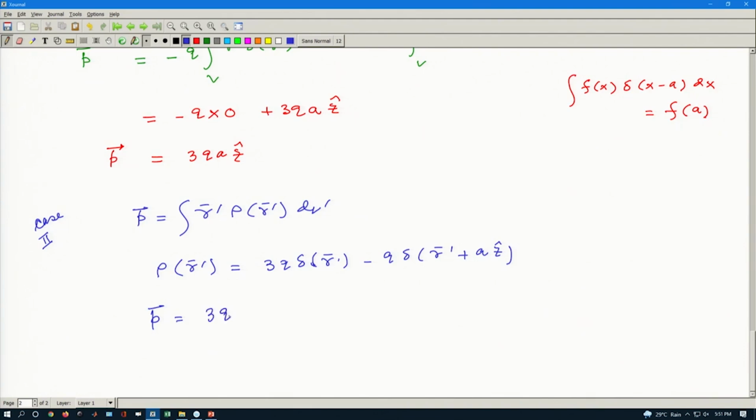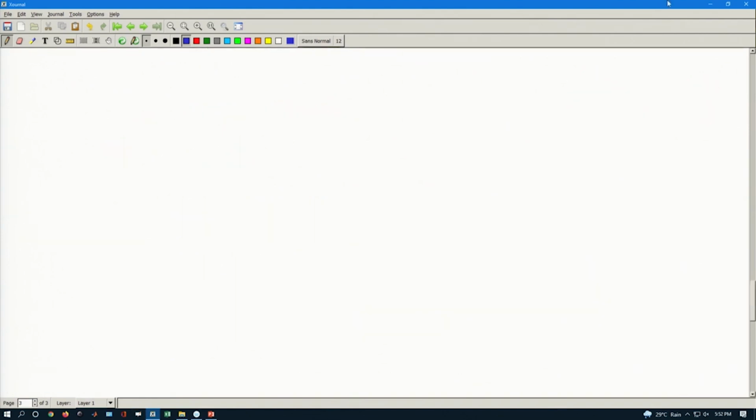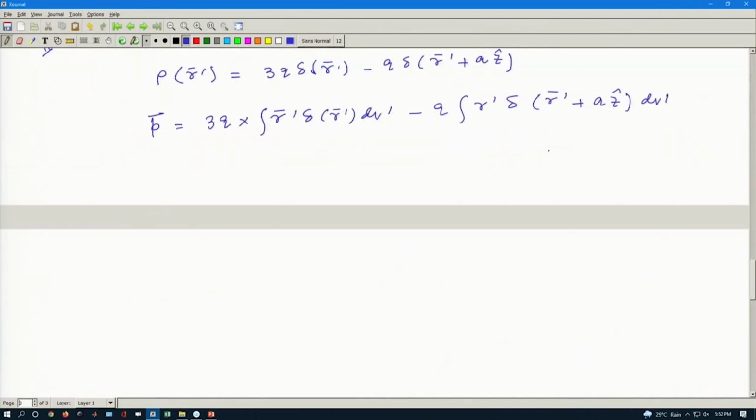So, 3q multiplied by the integration of r prime delta r prime dv prime. This quantity simply gives me 0, and another term is minus q integration of r prime delta r prime plus a z dv prime. So, I can simply have here this quantity is 0.